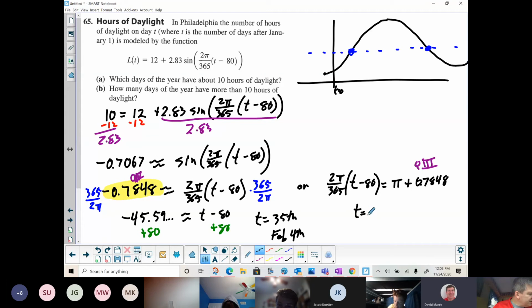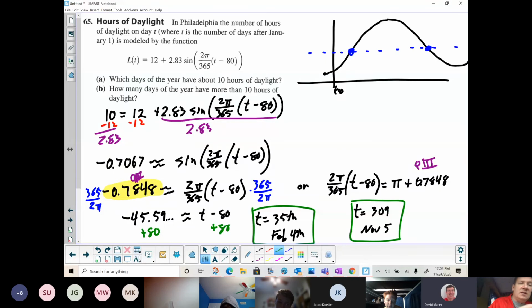So our other day turns out to be, and again, I slightly disagree with what's in the answer. I think we have to round that off to 309. Sorry, that's a 0. Which turns out to be November the 5th. So once you can get those two, boom, boom, here's our answers. On which days? There was a little clue there that it didn't just want one answer.